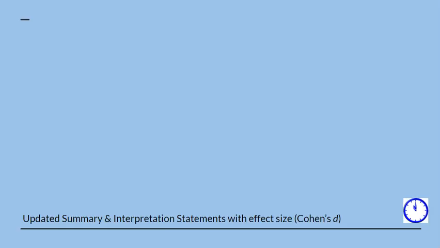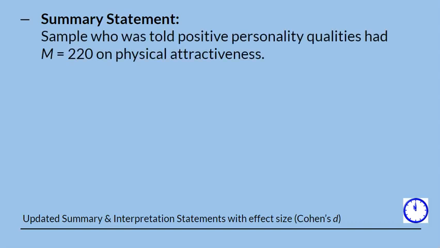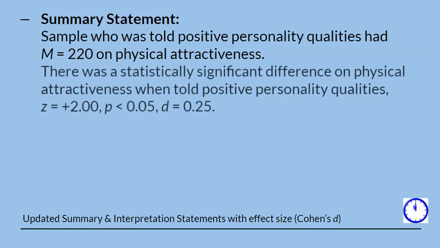So let's review how these updated summary and interpretation statements would look when adding effect size. The summary statement will remain the same with two sentences. The first sentence will report the mean of the sample, and the second sentence will report the z-score, significance level used, the decision you made, and now we'll have effect size added at the end.